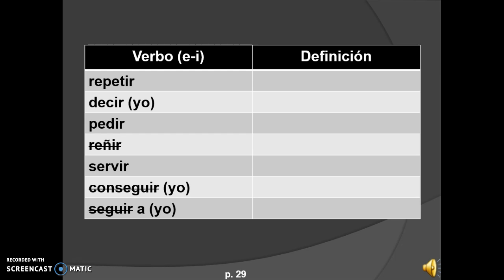These are all E to I stem changers because they're an IR verb. Repetir means to repeat. Decir means to say or to tell. It has the word yo behind it because it also has an unusual yo conjugation, which we'll explain later. Pedir means to ask for, not to ask. That was preguntar. So this is to ask for. So I ask for money, or I ask for the answer.